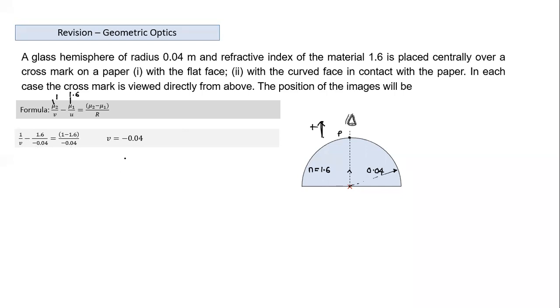To some extent, it's a little surprising. What you find is v is equal to u. u is also equal to minus 0.04. Both are the same. Why is that so? If you want to understand it in terms of a ray diagram, it's fairly simple. How do we draw the ray diagram?